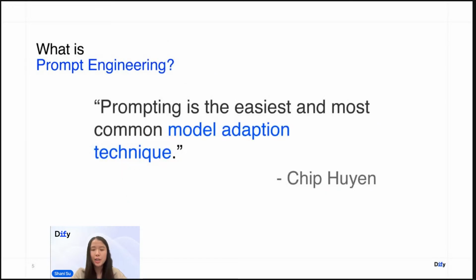Prompt engineering is a method for us to tweak the model without actually tweaking any of the code behind it. In Chip Quinn's words, prompting is the easiest and most common model adaptation technique. That means that whatever situation that you are in, the way you are prompting or asking your LLM to perform a task is how you can manipulate the results to be what exactly you demand from the model itself.